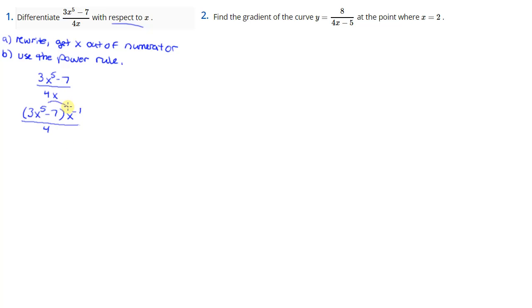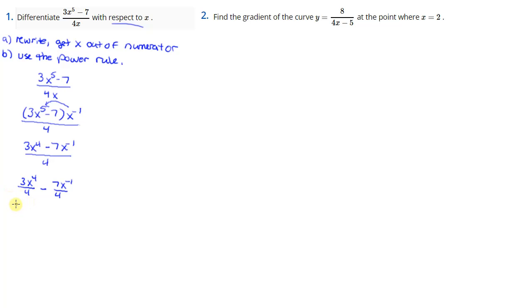Now I'm going to worry about distributing this x to the negative 1. That's going to give me 3x to the 4th and then negative 7x to the negative 1, and it still will all be divided by 4. In this situation, where you've got a binomial divided by 4, each term is going to be divided by 4. So I'm going to separate these now, and this is what it looks like. Keep in mind, I have not started finding the derivative yet. But now I'm going to.